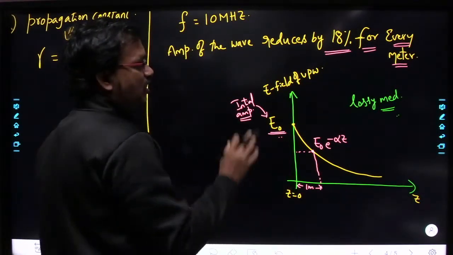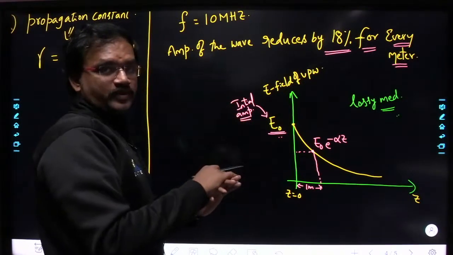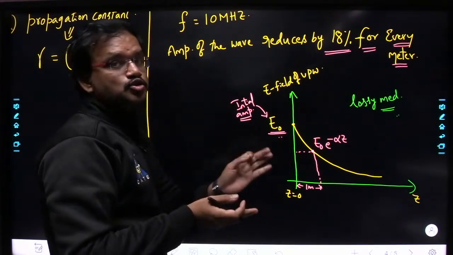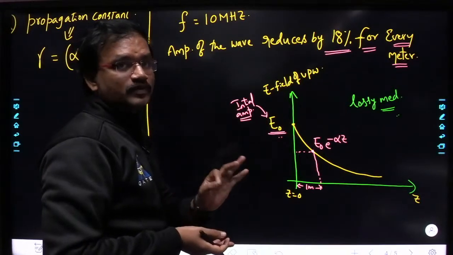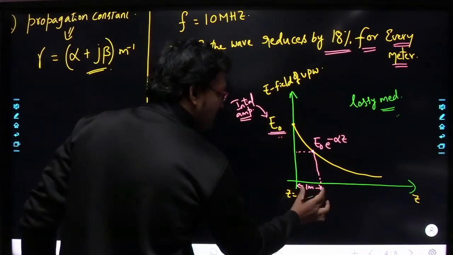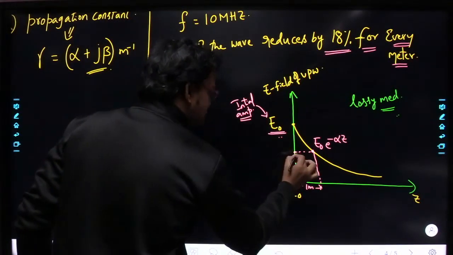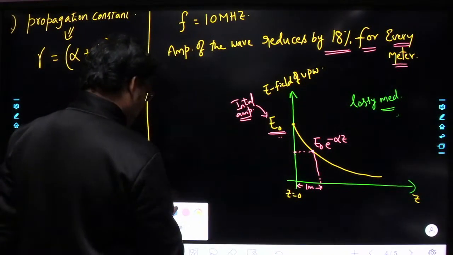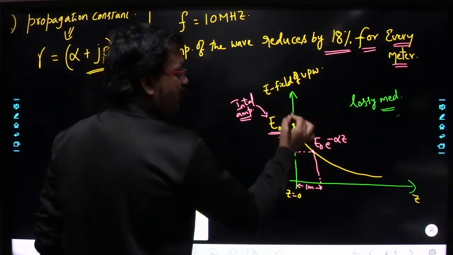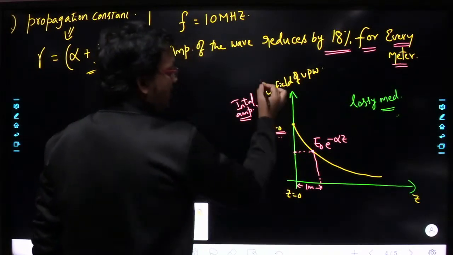So which means 18% is reduced, so what is left out here? 82% of the initial amplitude will be left out. So that means after traveling 1 meter distance, what must be the amplitude of the wave? It must be 82% of the initial amplitude.